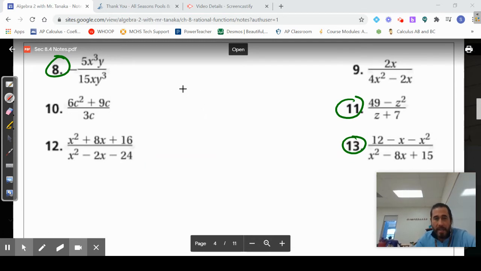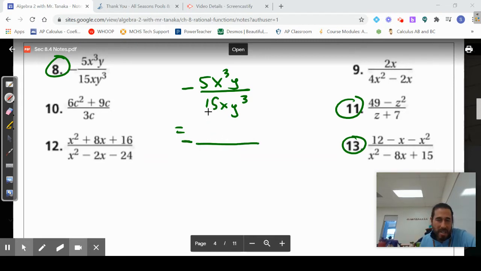So let's go. Number 8, negative 5x to the third y over 15x y to the third. Believe it or not, there's no addition, there's no subtraction signs, so we just have to simplify, right? A 5 and a 15. Well, I can divide a 5 and a 15 both by 5. So you've got your negative on the outside. That's going to stay there. But 5 over 15 is 1/3, right? 5 divided by 5 is 1. 15 divided by 5 is 3.